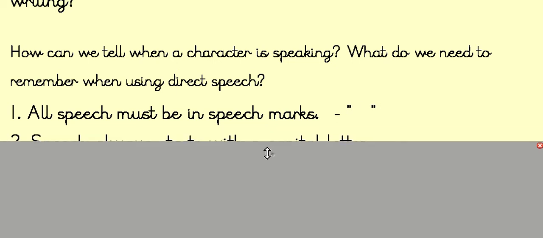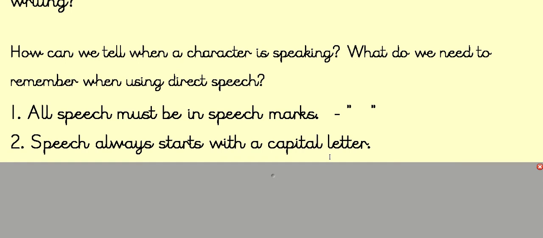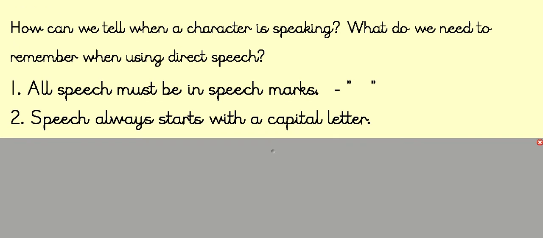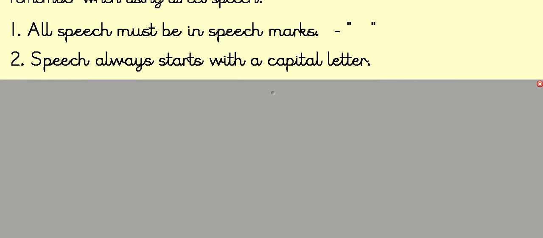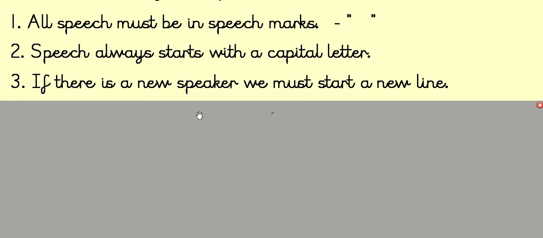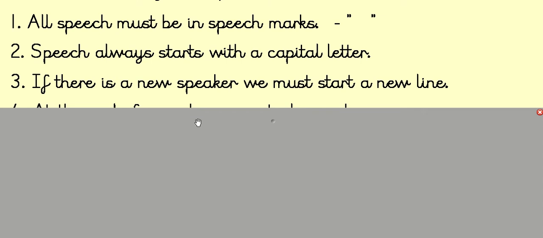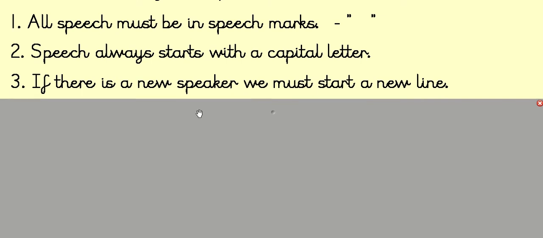Rule number 2 is speech always starts with a capital letter. Like any sentence, it must always start with a capital letter. So please remember that speech always starts with a capital letter. Our third rule is if there is a new speaker, we must start a new line. So new speaker means we must start a new line.